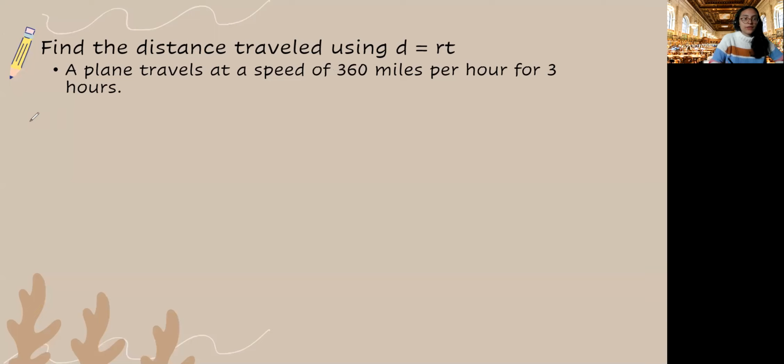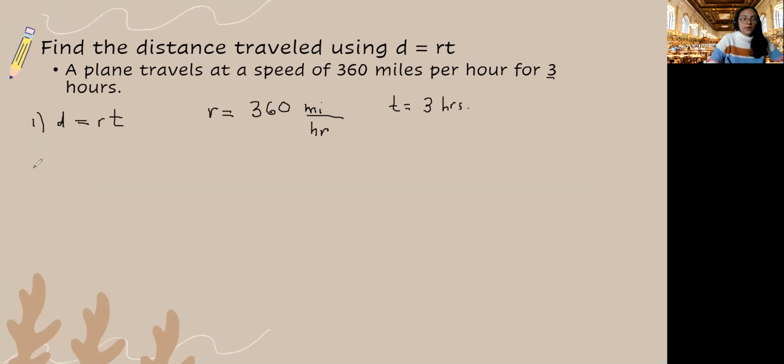Okay, so hopefully you got a good crack at that. Let's go ahead and begin with our first step, which is writing out the distance formula. So it's going to be distance is equal to r, rate, times t, time. Now we're going to write our values given from the problem. So r is going to be 360 miles per hour, and time, we're told, is 3 hours.